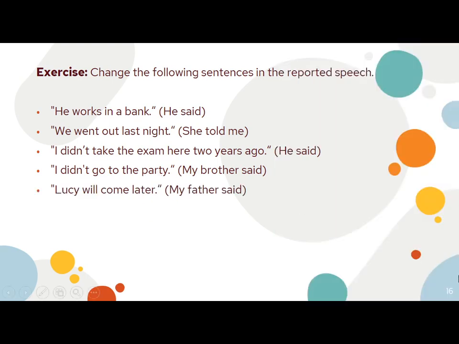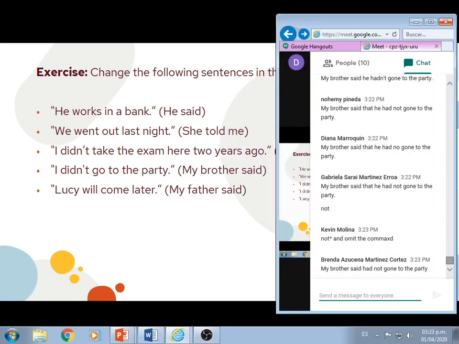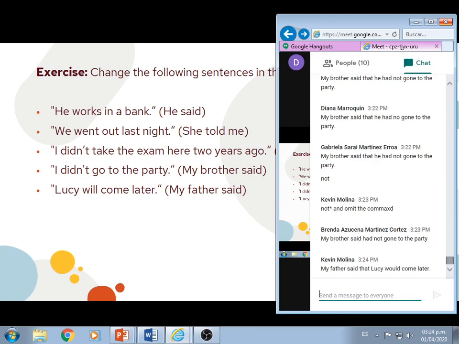Next one, everyone. Lucy will come later, my father said. In your sentence, as I see now, you are missing the subject. My brother said that he had not gone to the party. And you're missing the period at the end. Okay, my father said that Lucy would come later. Perfect, Kevin.